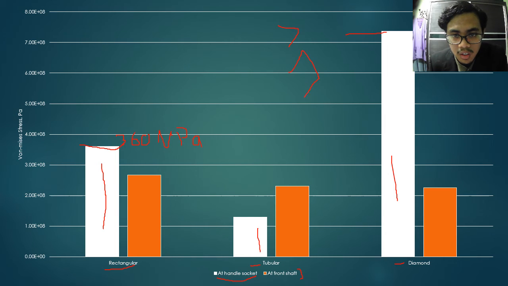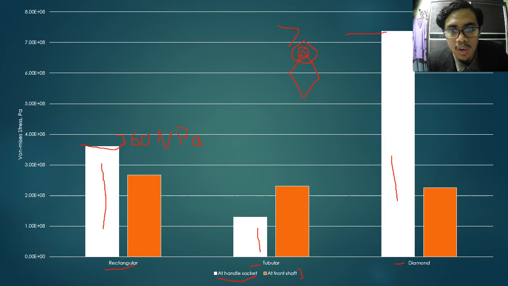The diamond location which has the highest concentration of stress is at the joint between the diamond model and the handle socket. This is a very dangerous area. To avoid this, we need to make it a more curved design. Avoid using a sharp point as the beam to maintain the load, so the load is not concentrated at only one point.